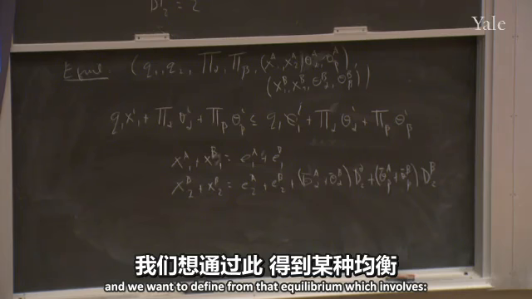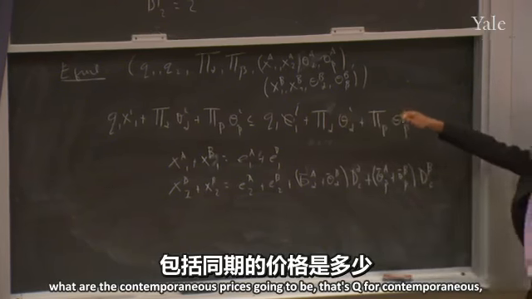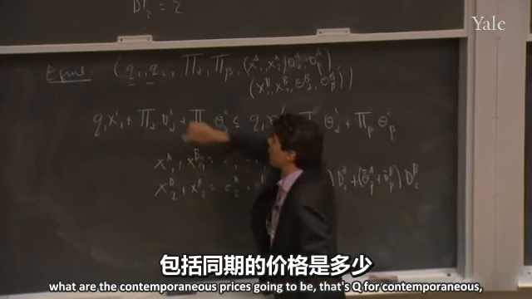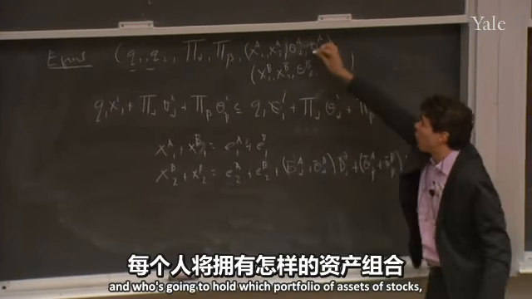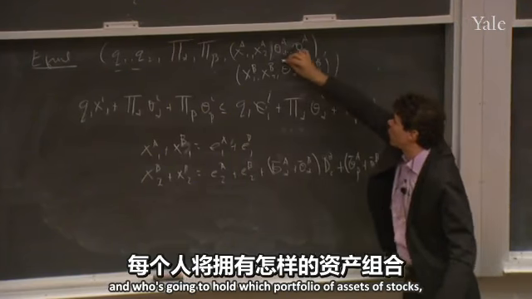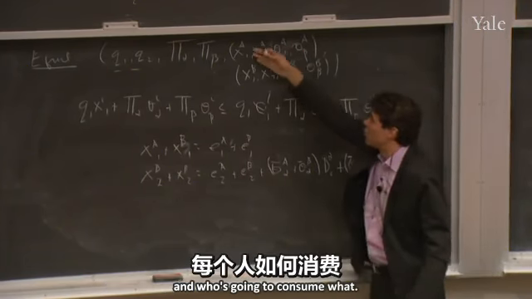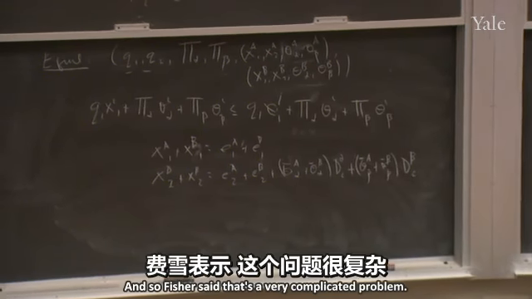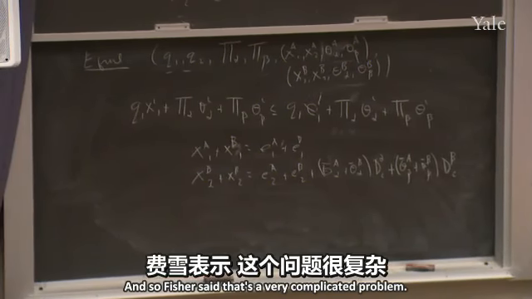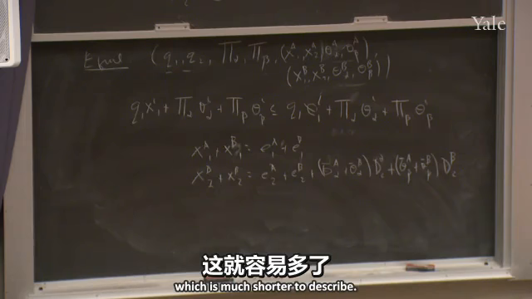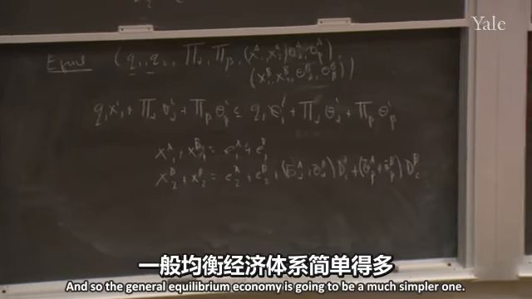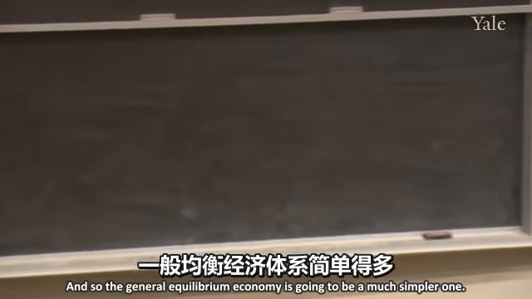And we want to define from that an equilibrium, which involves: what are the contemporaneous prices going to be? That's Q for contemporaneous. What are the prices of the stocks going to be? Who's going to hold which portfolio of stocks, and who's going to consume what? Fisher said that's a very complicated problem. You can simplify it by looking at a general equilibrium problem, which is much shorter to describe. And so the general equilibrium economy is going to be a much simpler one.